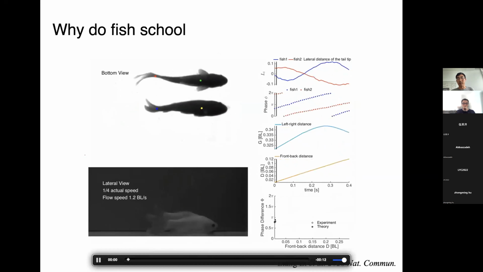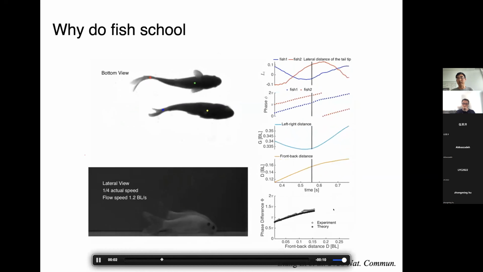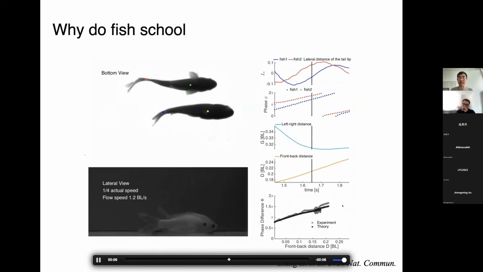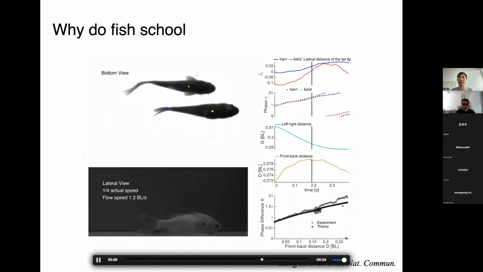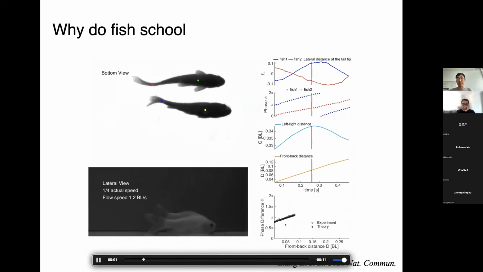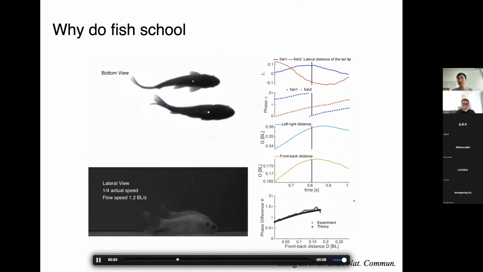And this is what we predict with the black dots here. So it's our theoretical prediction. We can also measure the phase difference between the two real fish, as denoted by the gray dots here. So you can see they match quite well.